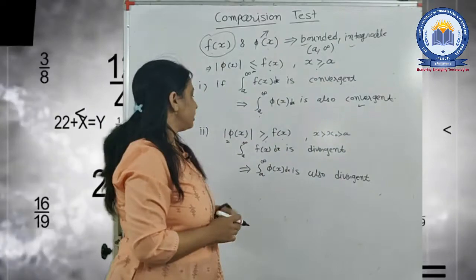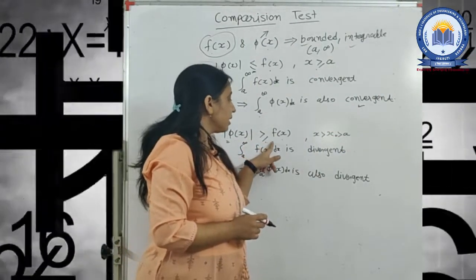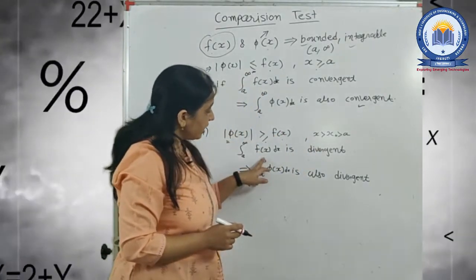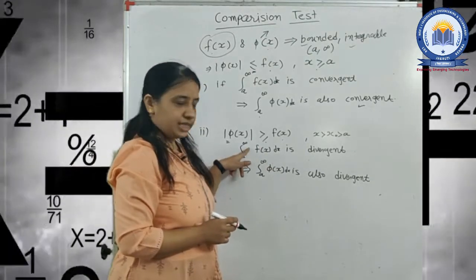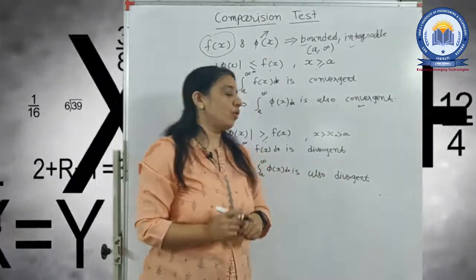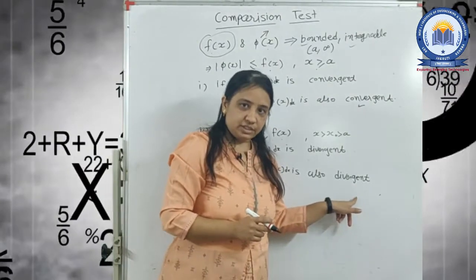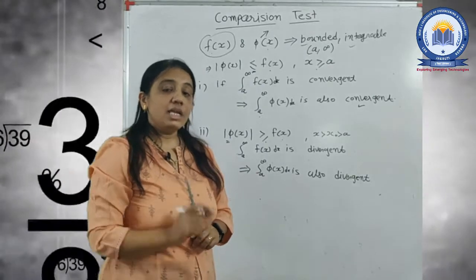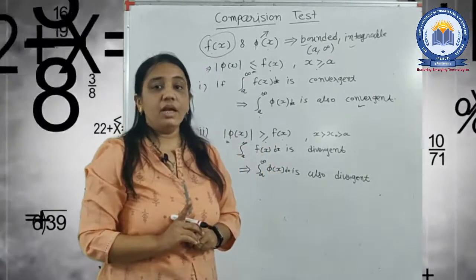Now another condition is phi(x) greater than or equal to f(x). Then we can say that if the integration from a to infinity of f(x) dx is divergent, then phi(x) is also divergent. So this is basically the comparison test.